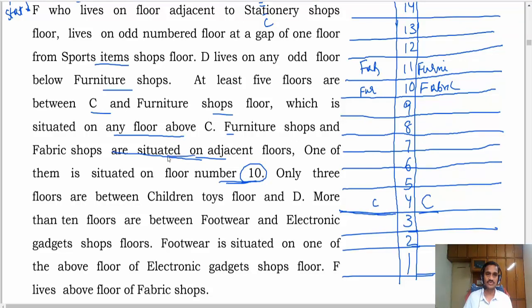Furniture shop and fabric shop are situated adjacent. One of them is situated on floor number 10. And 3 floors between children toys and D. D ki children toys majlo more than 10 floors are there between footwear and electronic gadget. Footwear is one of the above gadget. More than 10. More than 10 and 10 undali cheppandi, 11 or 12.